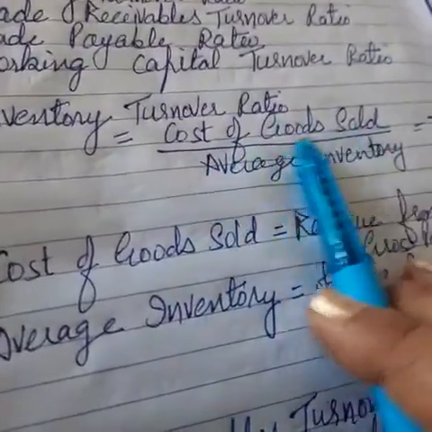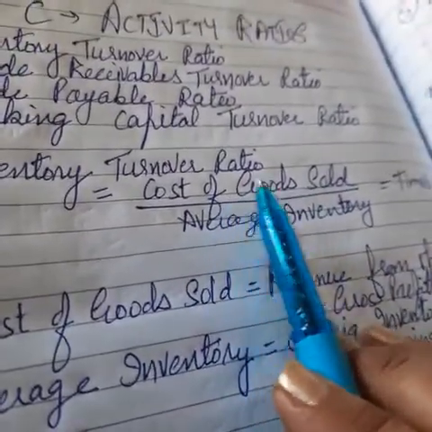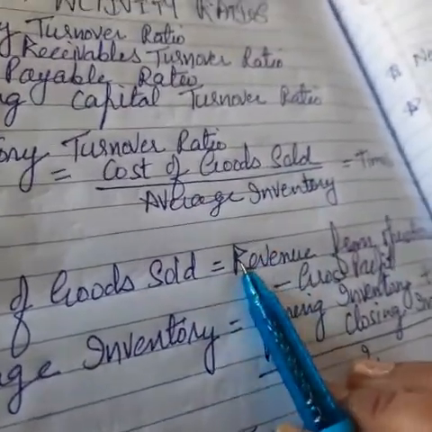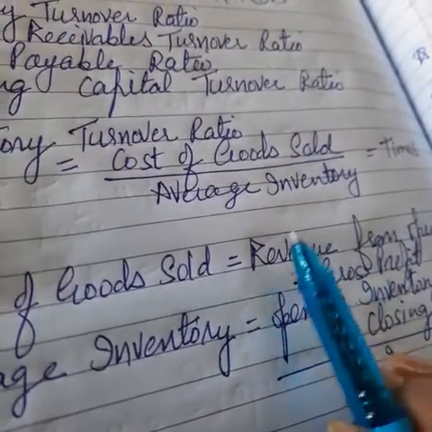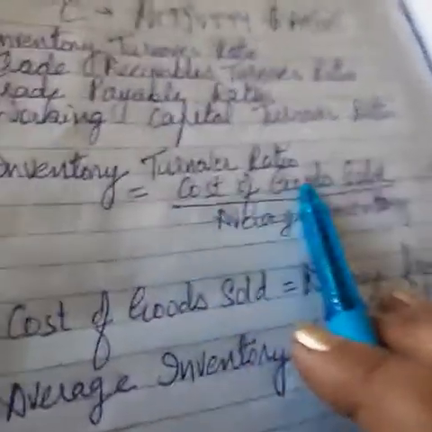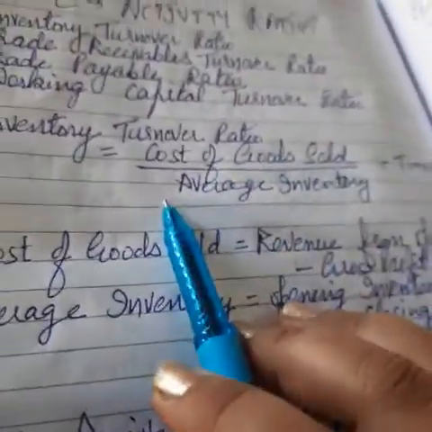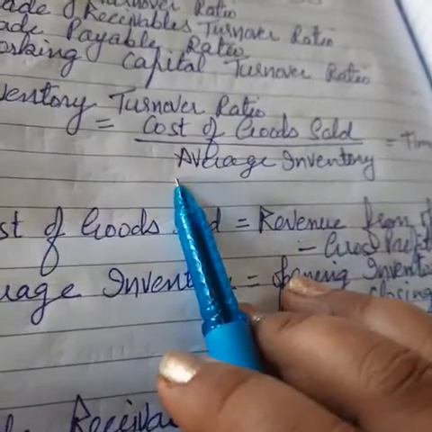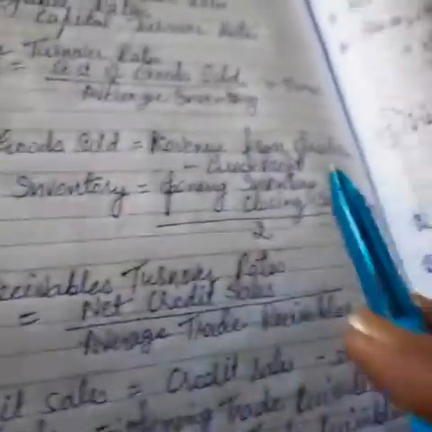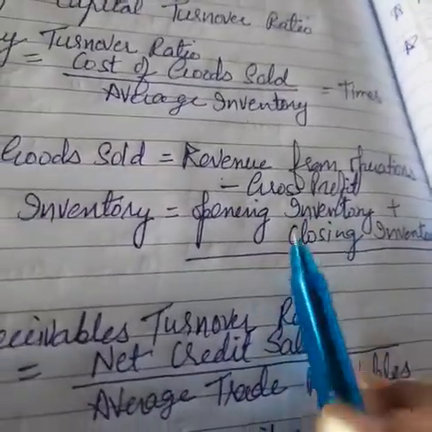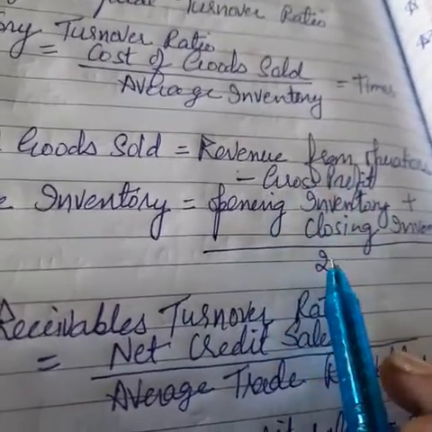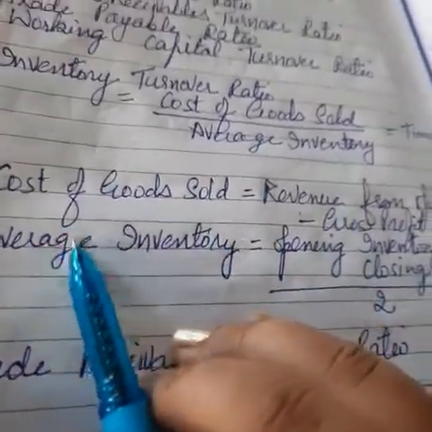The cost of goods sold means the cost that is used in order to produce or manufacture the goods, that is calculated by sales minus gross profit, means the amount that is received from sale. If we deduct gross profit from that, we will get cost of goods sold. Then we have to calculate average inventory. Average inventory means opening inventory plus closing inventory divided by 2. So we have to take the opening stock as well as closing stock, and after making addition we have to divide it by 2, then we will get average inventory.